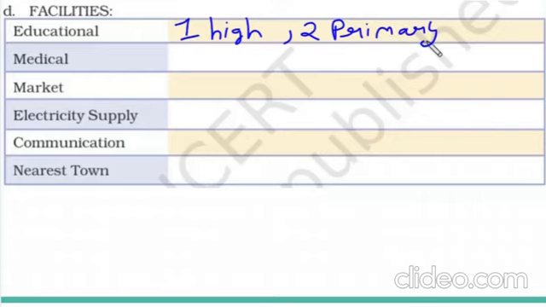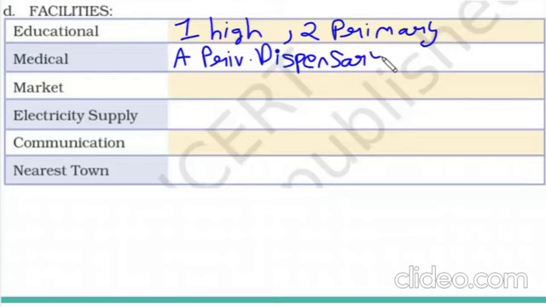Now medical also: there is one private dispensary, and there is a healthcare center, a government-run healthcare center, correct? I don't have space, so I'll just write health center here. So this is the health center which is run by the government.